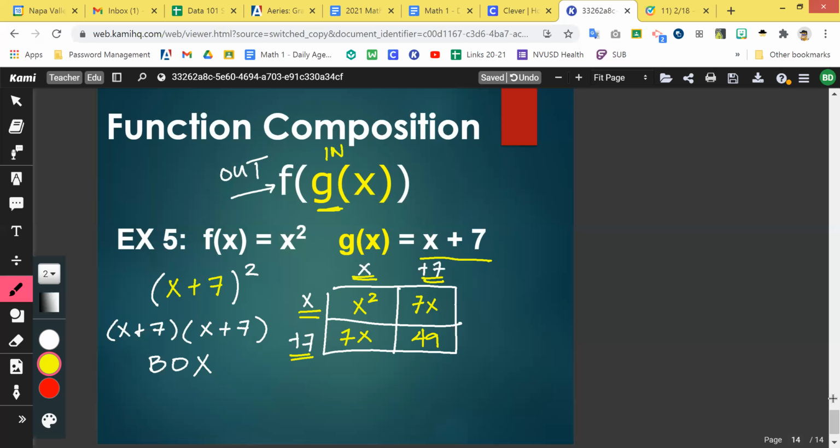Okay, so we're going to write our final answer combining like terms. This and this are going to combine together. So our final answer is x squared, 7x plus 7x is 14x, plus 49. And that is going to be our final answer.